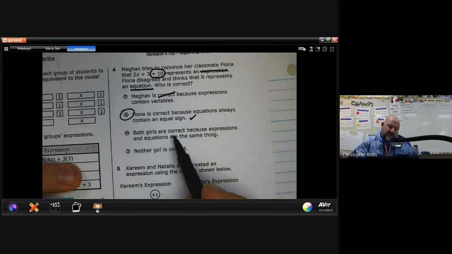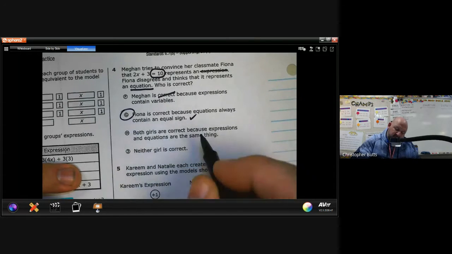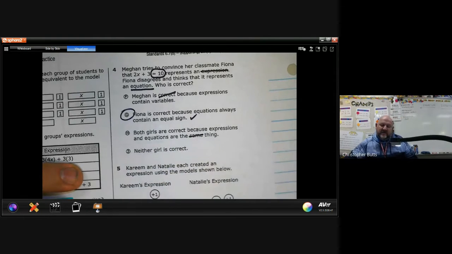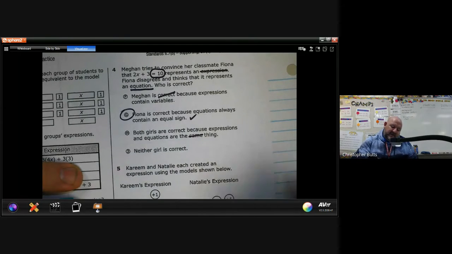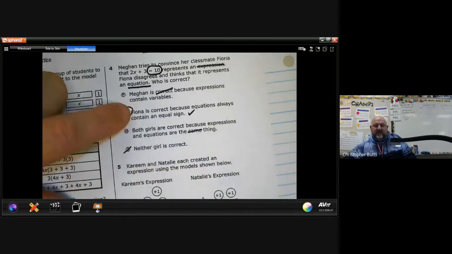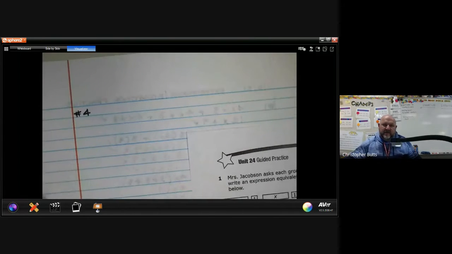Both girls are correct because expressions and equations are the same thing. No, they are not the same thing at all. We learned that. And the other one says neither girl is correct, and we know that's not right because we already know Fiona is correct in what she has said. So not a whole lot of work to show on number 4.